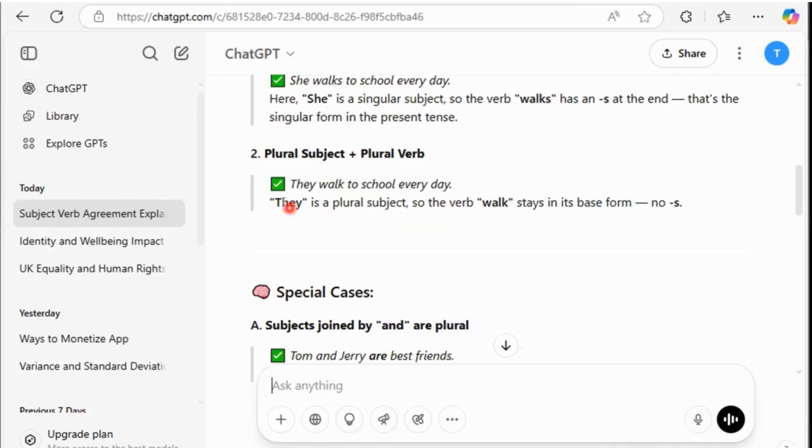They walk to school every day. They is a plural subject, and the verb connected to it is what? Plural. There's no S there. They walk to school every day.